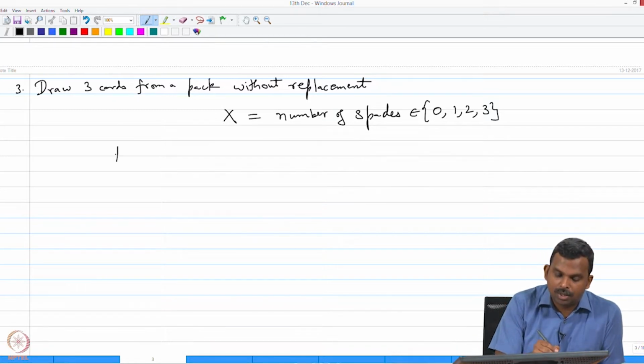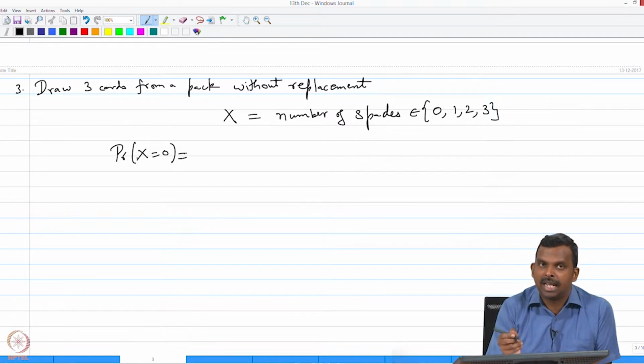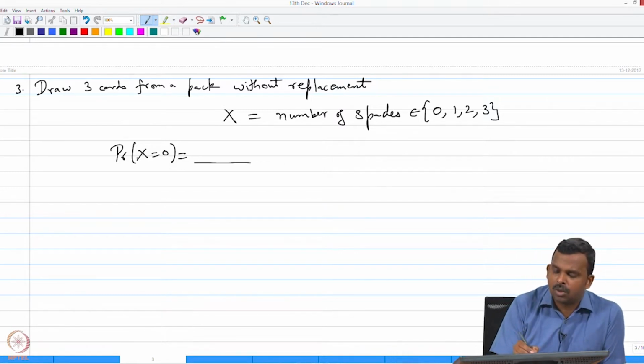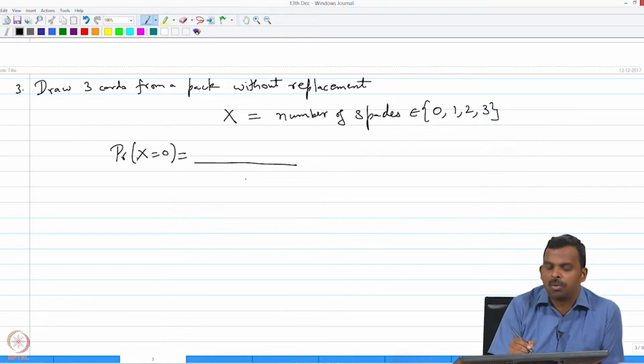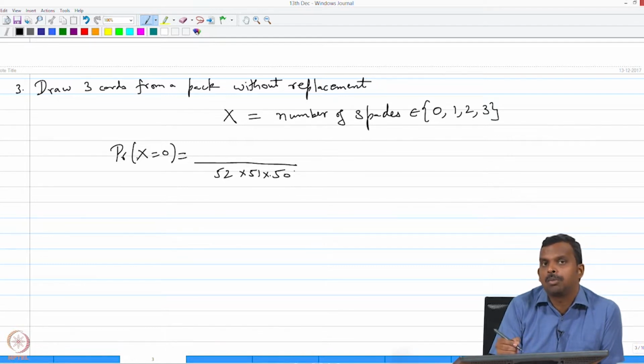So, here since you are doing it without replacement, one needs to be a little bit careful. Okay. So, if you have 0 spades, you have to count carefully, right. So, first I think it is good to write down the denominator, what are the total number of possibilities. First card could be any one of 52, next card could be 51, next card could be 50, right. So, this is the total number of possibilities.